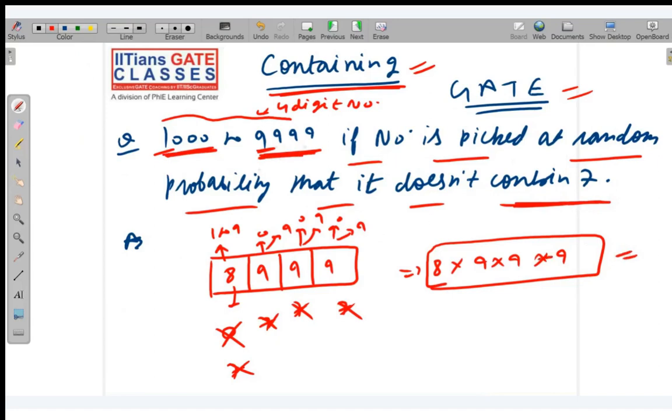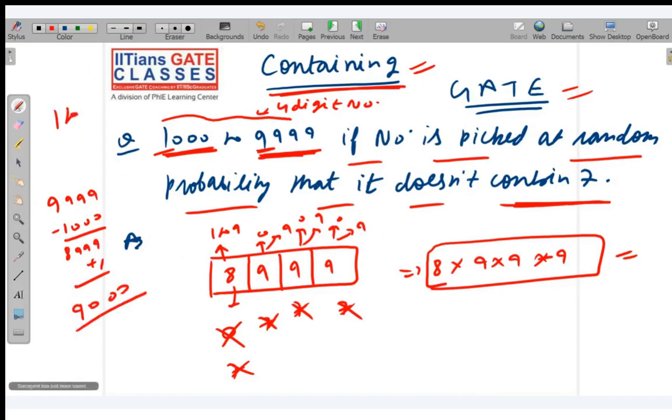And how many total numbers are there? This is very simple. Okay, you can easily check it out. Rather, simplest way is 9999 minus 1000. So how many are these numbers? 8999, but you have to add 1 also. Why? Because 1000 is also included now, so it will be 9000. Are you getting it?